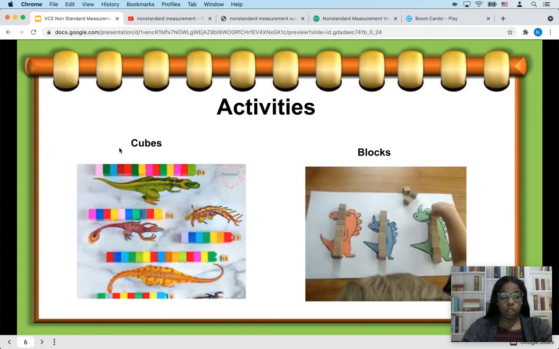You can also use cubes. How many cubes are the dinosaurs? Potentially, you can use printed materials as well as hands-on objects. How many blocks are the dinosaurs?